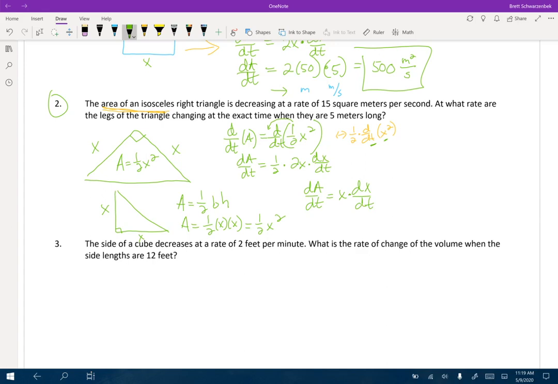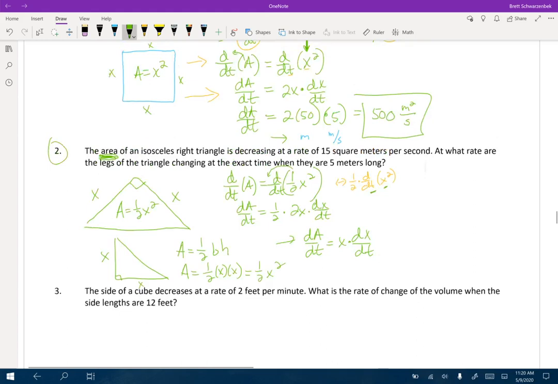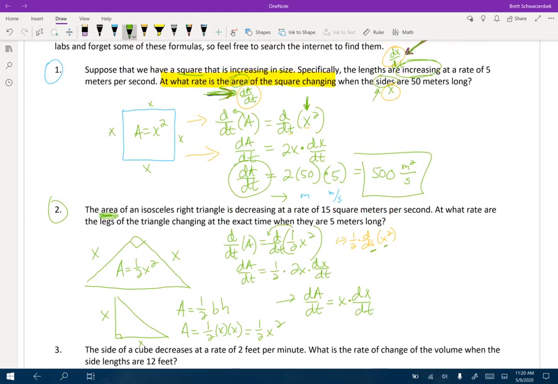Now, let's look at what was given and see if we can do a little work to figure out what needs to be plugged in and where. So it says the area of an isosceles right triangle is decreasing at a rate of 15 square meters per second. Okay, so which variable is that? That is the key. Hopefully everybody clearly sees that it's the rate of change of area, which is the left side of the equation. So this time, we're not trying to find this, we're actually given this.